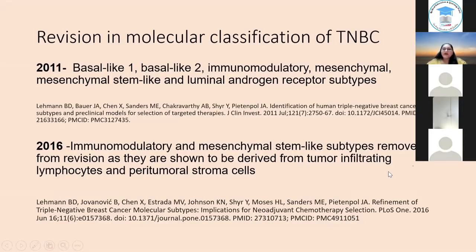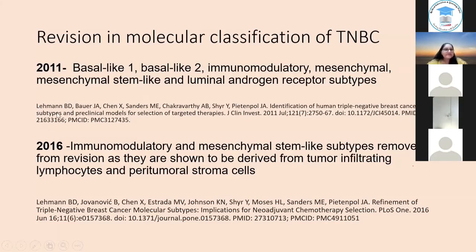So now we are coming up to the most important part, but I would tell you that I would not be discussing this in detail because today we are talking about the basics of TNBC. That is the molecular classification. So in 2011, TNBC was divided into 6 molecular subtypes: basal-like 1, 2, immunomodulatory, mesenchymal, MSL, mesenchymal stem cell-like, and LAR, that is luminal androgen receptor type.